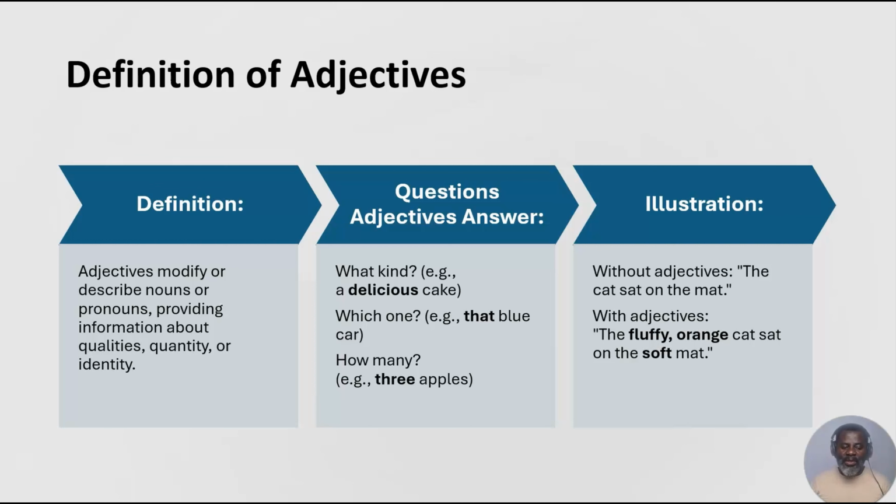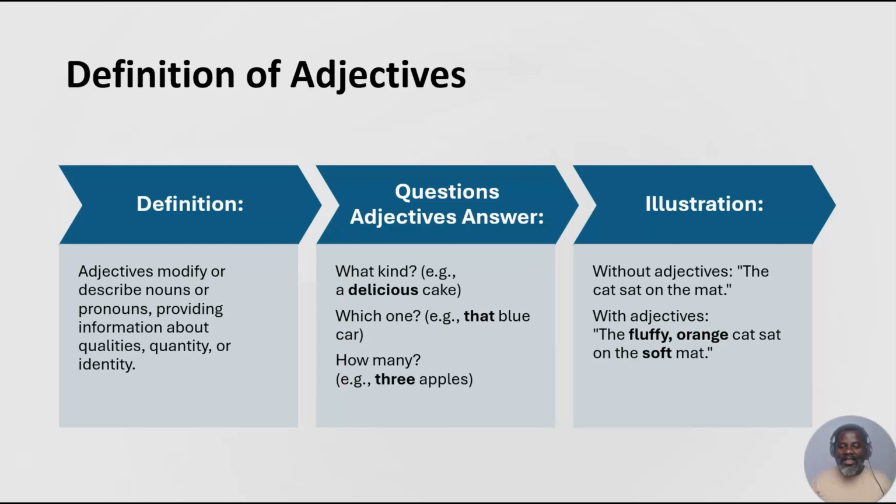So how do they do this? They provide information about qualities of something. For example, beautiful girl. You can see the word girl is a noun naming a young female person. But we can say beautiful, so we get information about qualities. How about quantity? If you say 10 mangoes, 10 is describing or giving us more information about mangoes. Therefore, 10 is an adjective. And then we have identity.